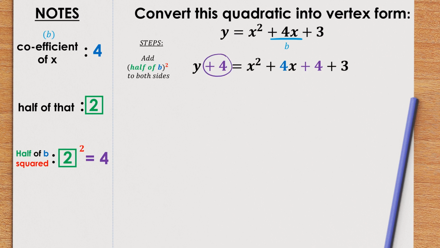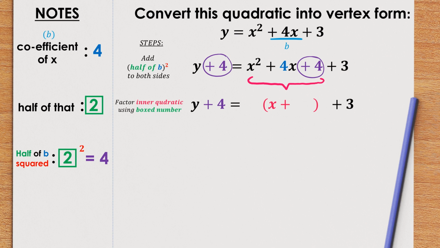I like to circle what we add to make sure that we do it on both sides. Now we focus on the quadratic that we've just created by doing this, ignoring that 3 for now. This is where that 2 that we boxed earlier comes in handy. You could factor this quadratic out, but a trick that can save you time is that this quadratic will always factor into x plus whatever number that we boxed in the beginning, squared. So always keep track of that number.